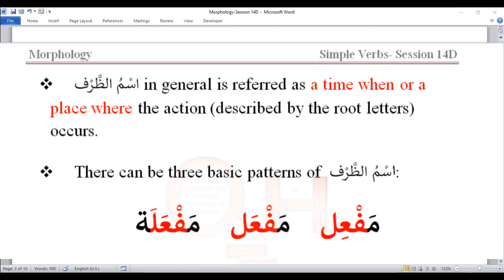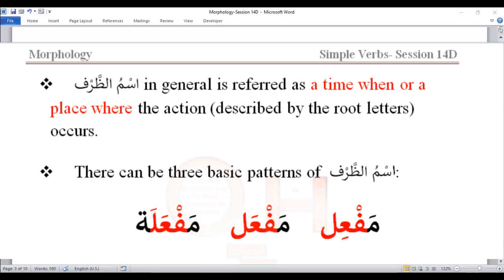So the patterns are such that these red letters are the root letters. We're showing these patterns in terms of fa, ayn, lam. The first root letter will carry a sukoon, and it is preceded by mim fatha. The second root letter will carry kasra, and the third root letter, especially for the singular form, can carry a dhamma or fatha or kasra, depending on the governing agent that comes before it.